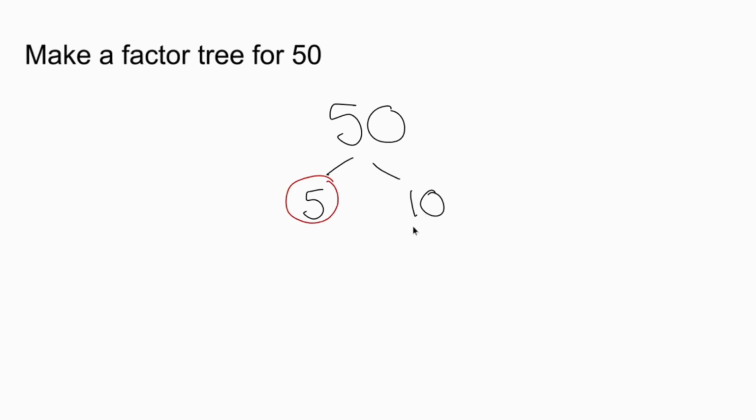So what we're going to do is make more branches and split that up into 5 and 2. Remember, we will never use 1 and the number. We're not allowed to do that. You look at the numbers that are left over, and if those numbers are prime, circle them.